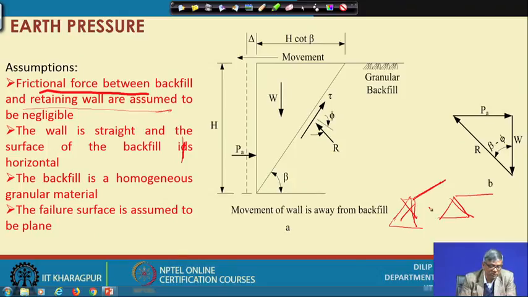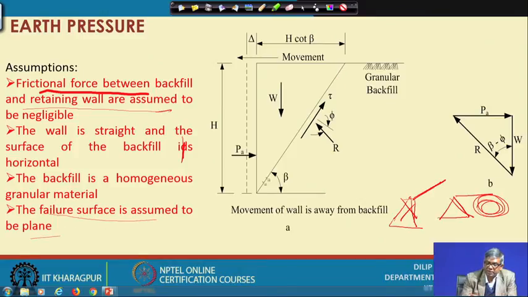The backfill is homogeneous granular material. That means here we have considered granular material. If it is a granular material, only phi will be there, and if it is not a granular soil, then it will have C also. So, if C is there, the calculation will be different. We will see that later. Right now we are considering only homogeneous granular material, and the failure surface is assumed to be plane.